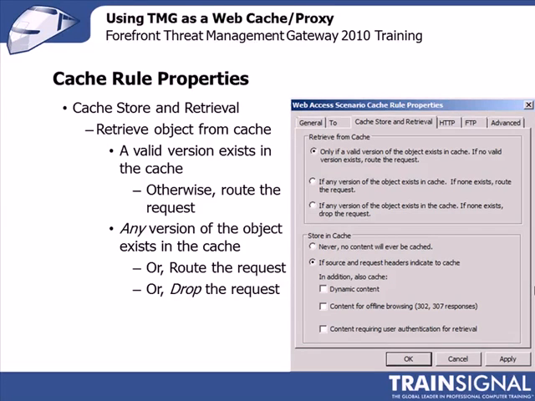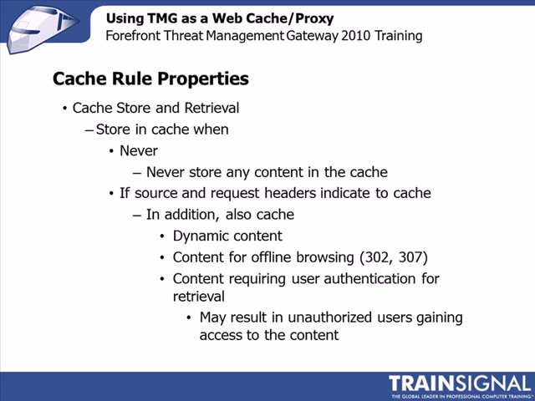On the screenshot on your screen, you'll also notice that there's a store and cache section, which we're going to discuss next. We just talked about what happens when a user requests content that's able to be served from the cache, but we have to talk about how that content gets there in the first place. So, under what conditions do you want to store content in the Threat Management Gateway server cache?